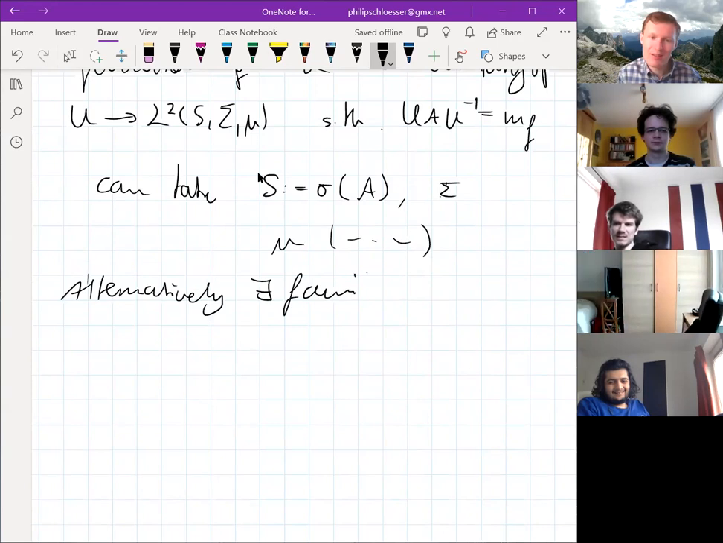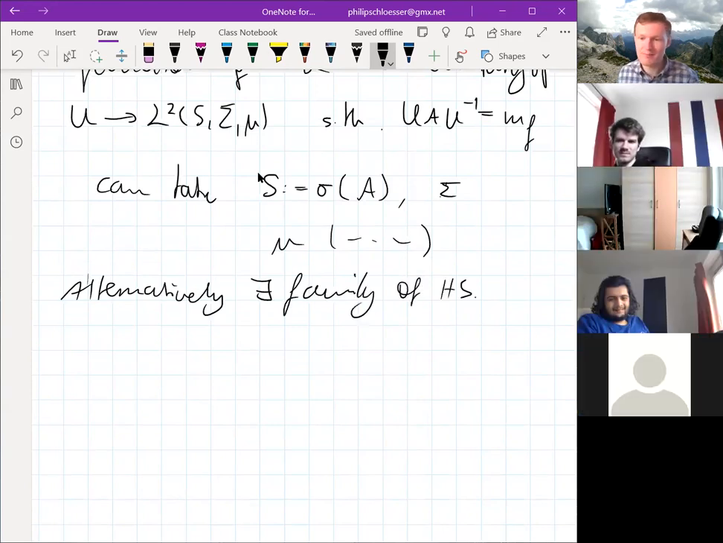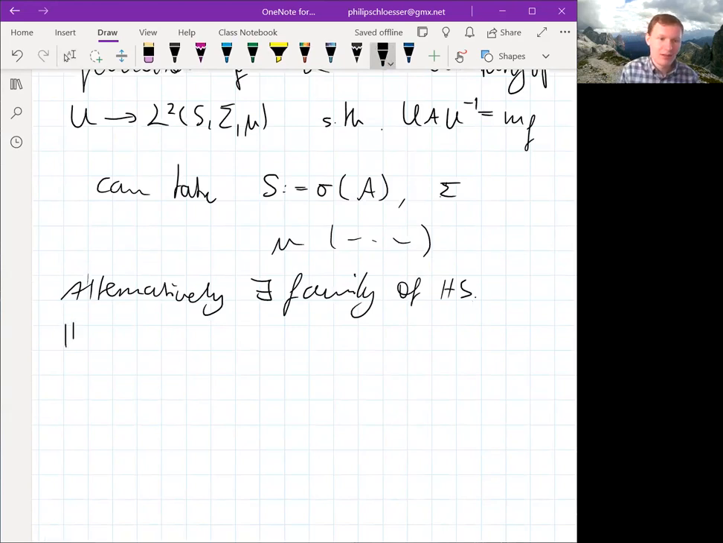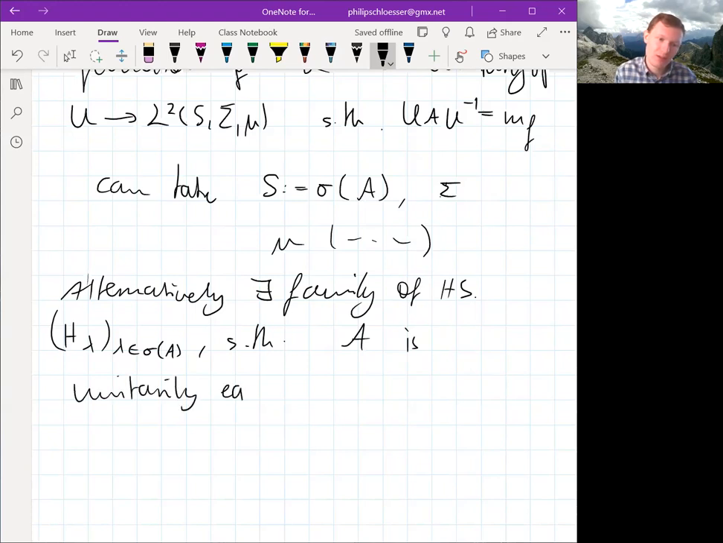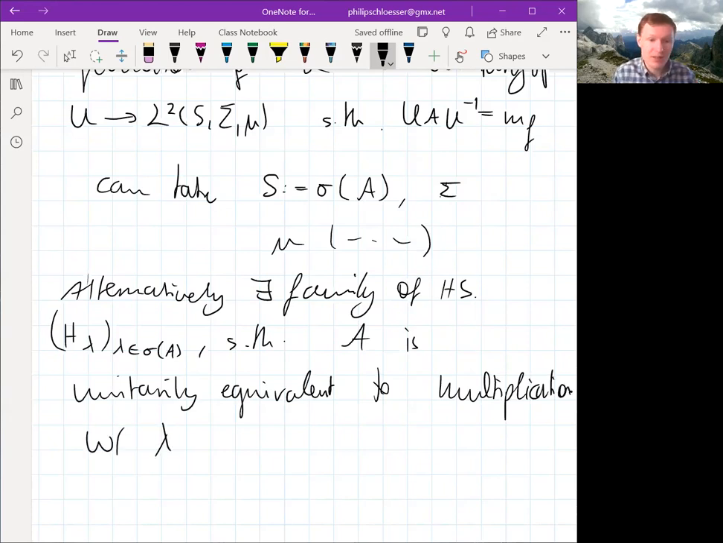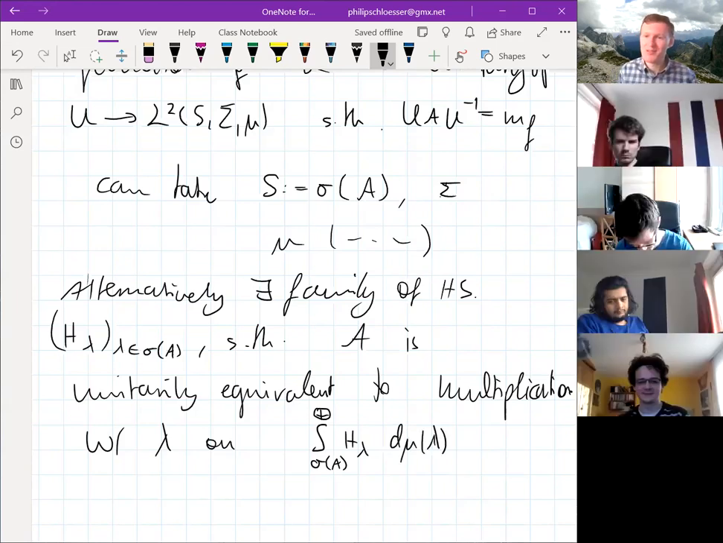There is a family of Hilbert spaces, H lambda, lambda in spectrum, such that A is unitarily equivalent to multiplication with lambda on the Hilbert space that is called the direct integral of H lambda d mu lambda over the spectrum. And, well, what does this mean?